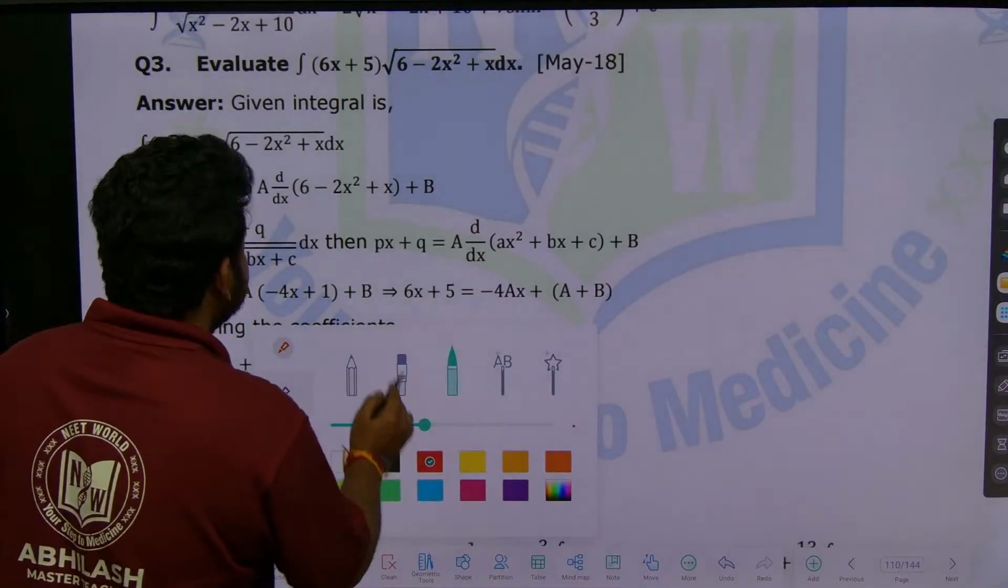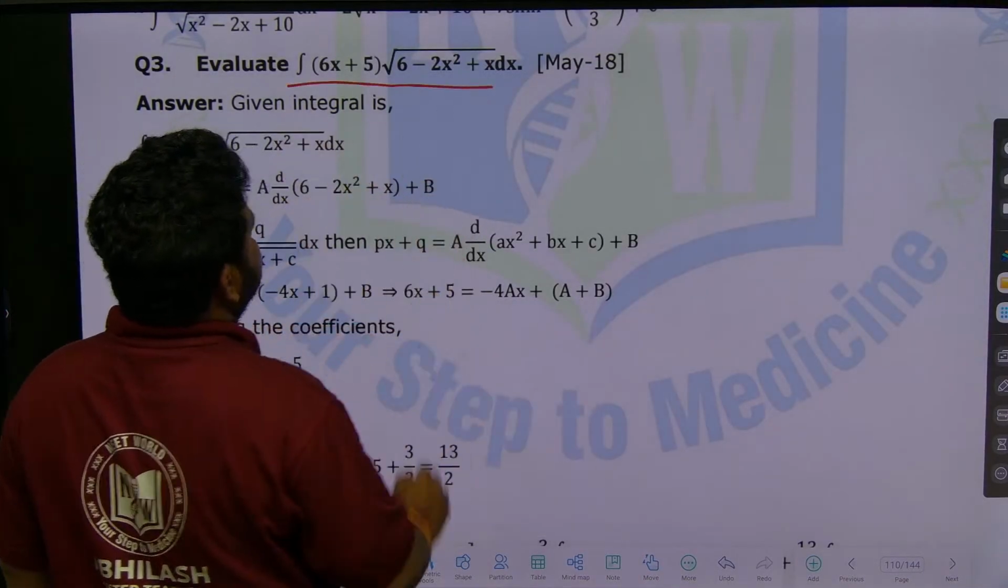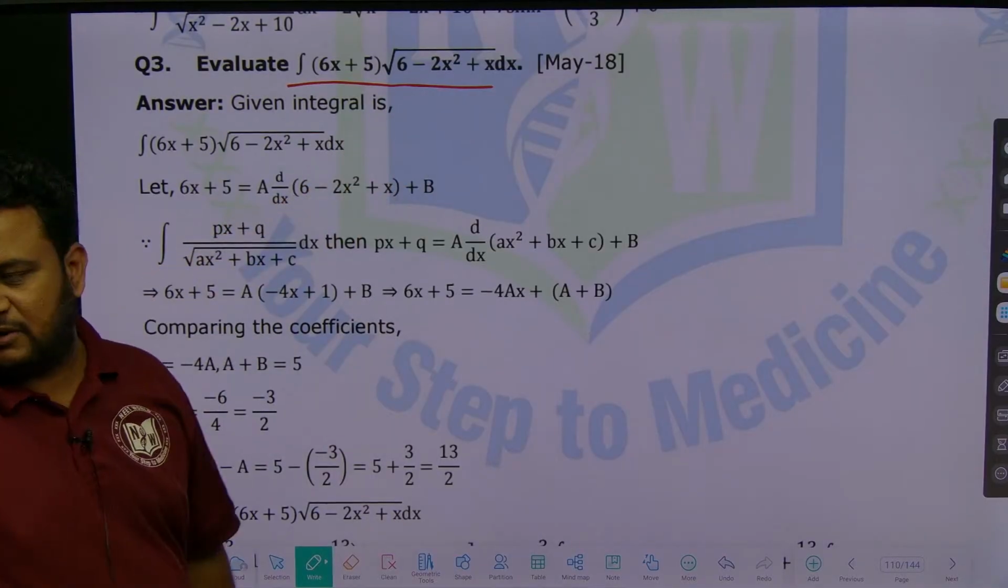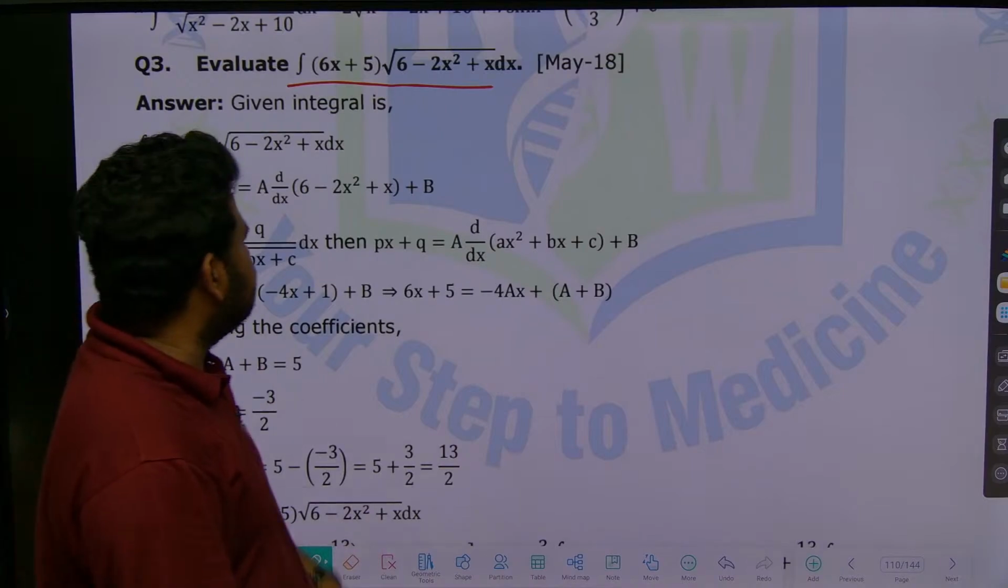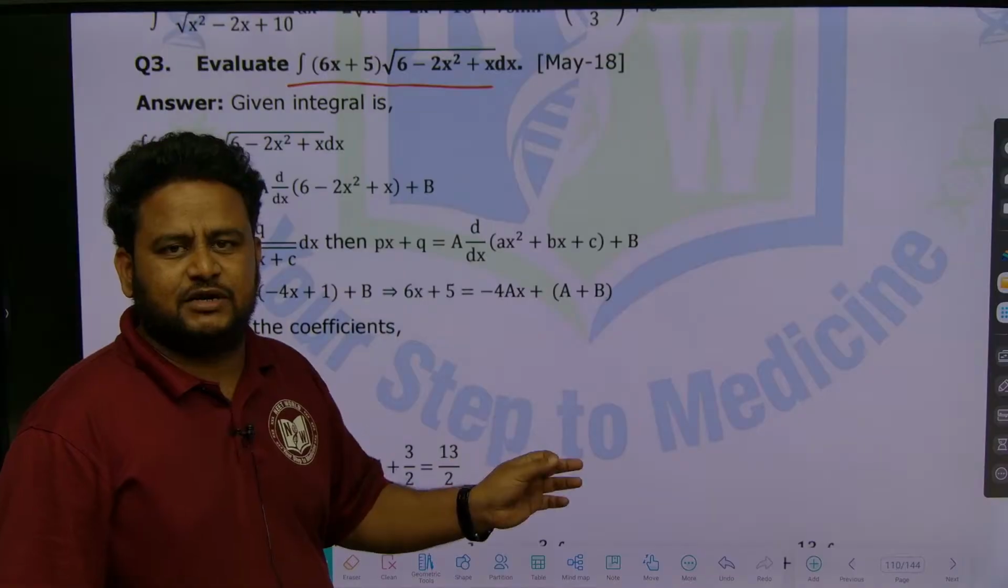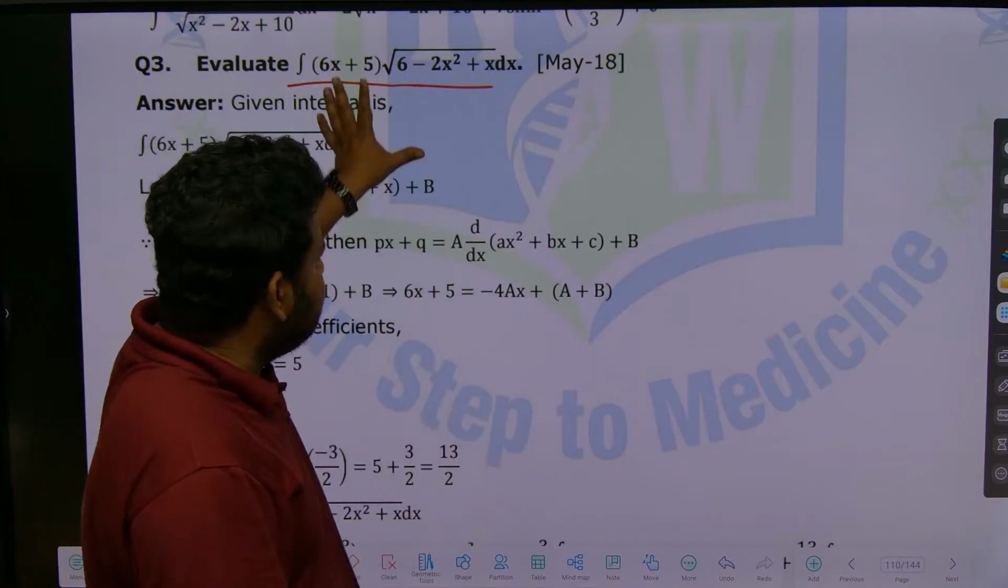What we have to integrate? See here. Integrate 6x plus 5 into square root of 6 minus 2x square plus x dx. This is what we have to do. Okay, so let us take up the question. These are of the form integral of px plus q into square root of ax square plus bx plus c, of the form which we already discussed.